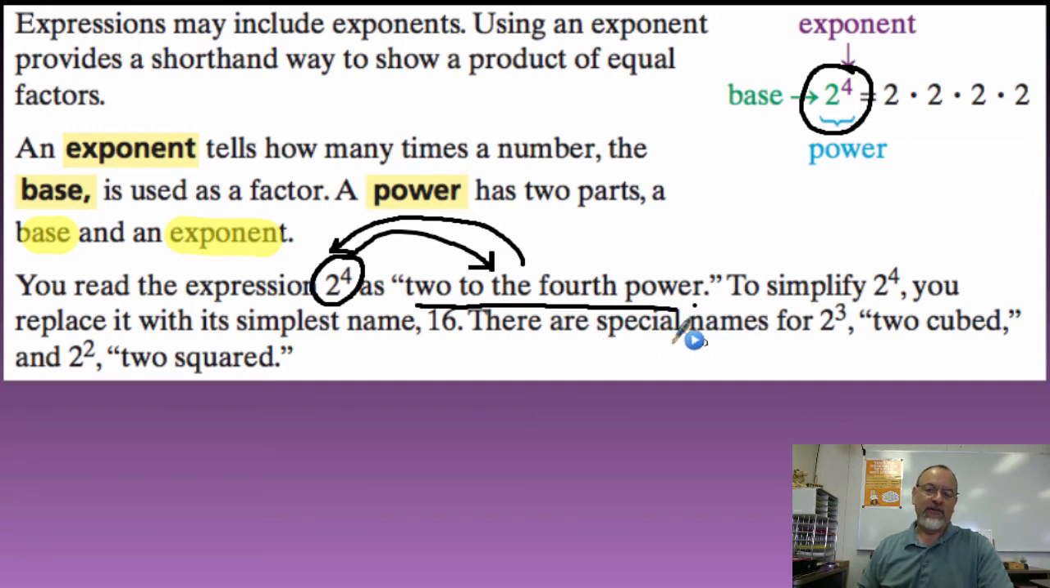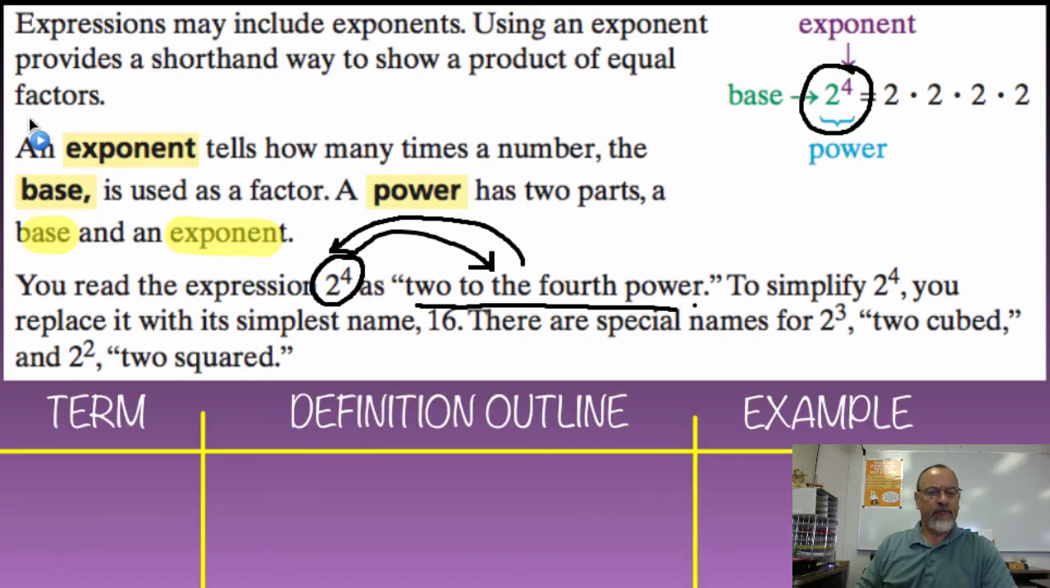Okay. Now, sometimes there are special names for the lower powers, like anything to the third power we call a cube. Anything to the second power we'll call squared. So you can either say 2 to the second power or 2 squared, or 2 to the third power or 2 cubed. But again, notice the English translations, so you need to be aware of those when you're trying to translate those, or when you're asked to translate those.